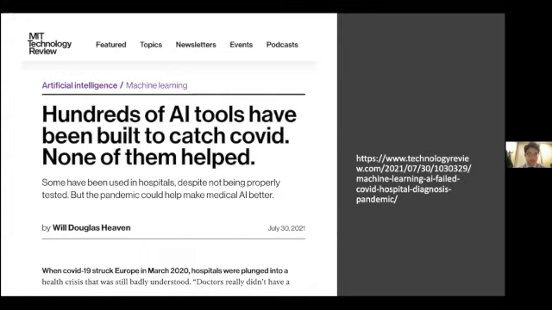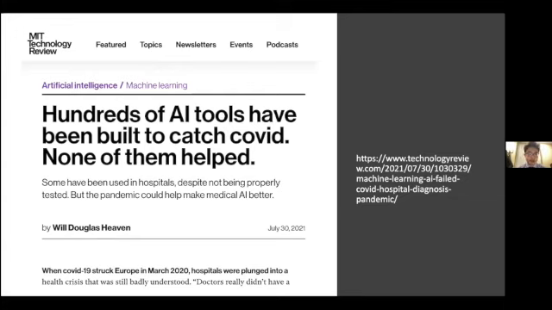Before I get to that, on July 30th, so quite recently, in MIT Technology Review, Will Heaven wrote this article: Hundreds of AI tools have been built to catch COVID. None of them have helped. Some have been used in hospitals despite not being properly tested, but the pandemic could help make medical AI better. And I largely agree with what he writes in this article.